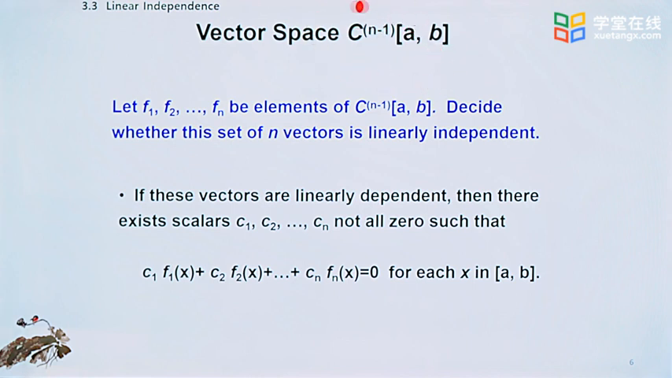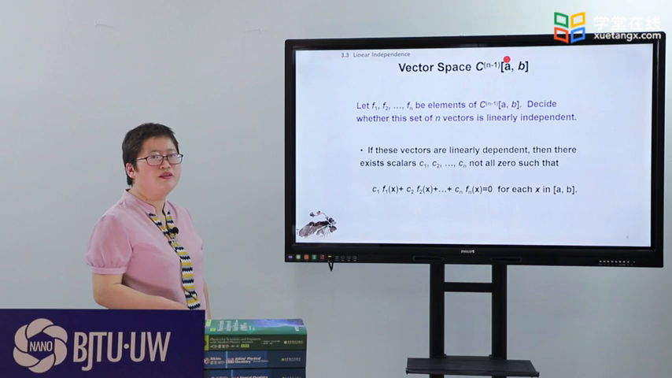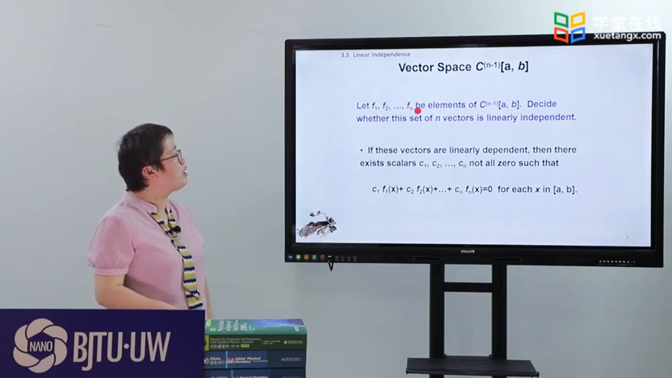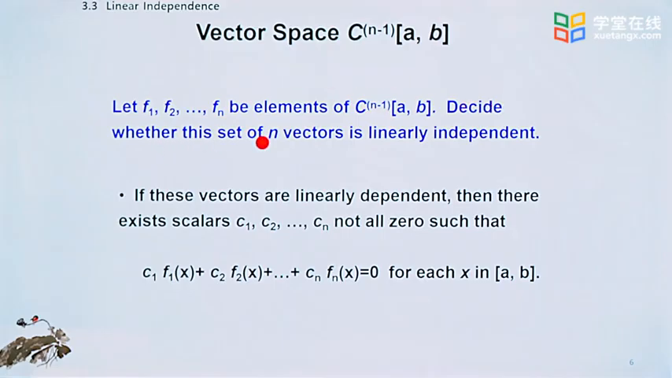So this space contains all the functions on the closed interval a to b, where the function has a continuous (n-1)th derivative. Okay. Let f1, f2 till fn be elements of this vector space. Decide whether this set of n vectors is linearly independent. If these vectors are linearly dependent, then there exist scalars c1, c2 till cn, not all 0, such that this equation holds for any x in the closed interval a to b.